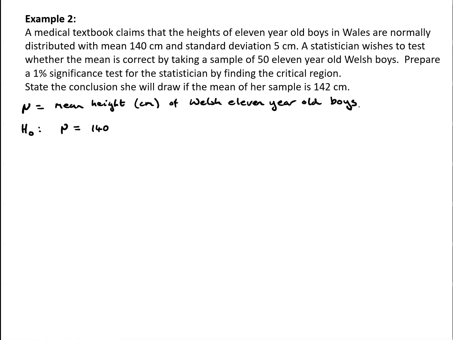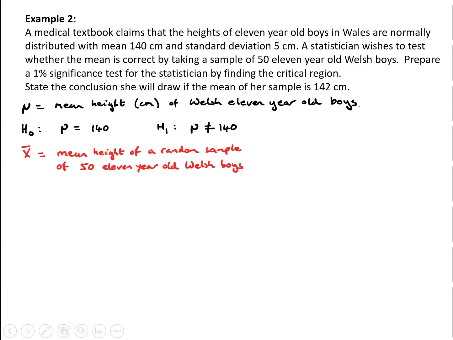Our alternative hypothesis is going to be that the textbook is incorrect. In other words, that the value of mu is not equal to 140. The test statistic that we're going to use is x bar, which is the mean height of a random sample of 50 11-year-old Welsh boys.